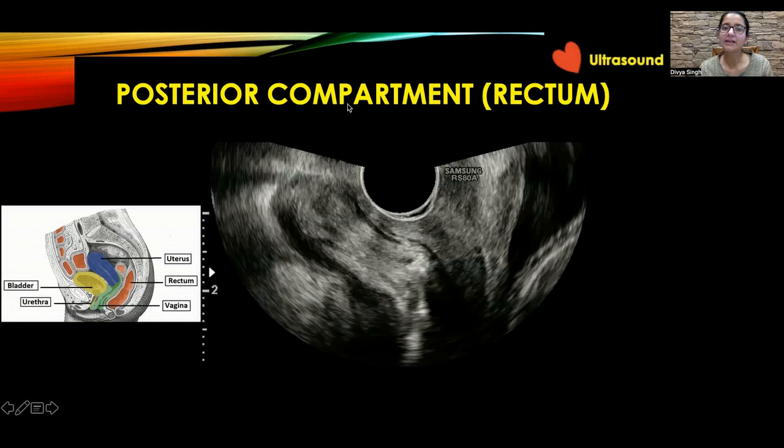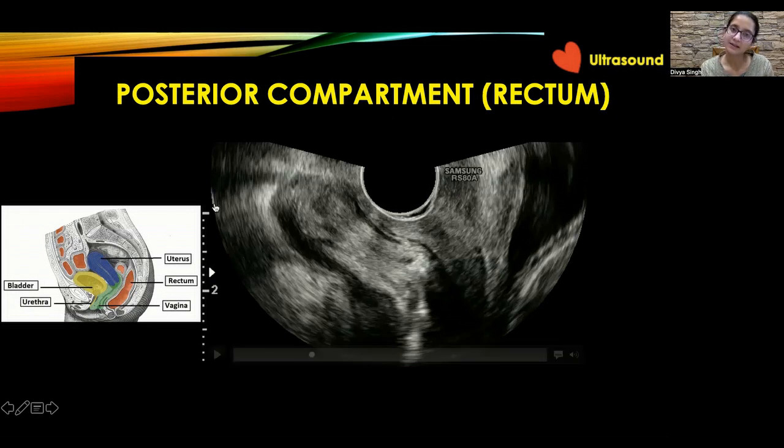Now let's come to the examination of a structure in the posterior compartment, that is the rectum. The anterior wall of the rectum, mainly the muscularis propria in the anterior wall, is a common site of infiltration by deep infiltrating endometriosis. And that is why it's important to be able to understand the normal appearance of the anterior rectum using transvaginal ultrasound.